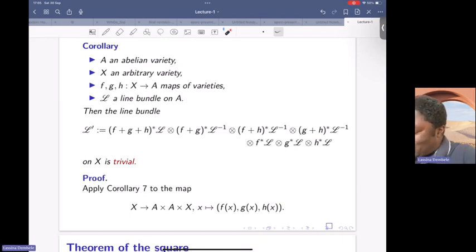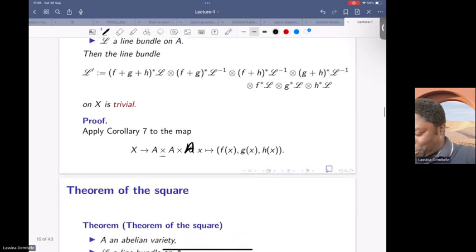It's a typo, so this should be A. Yeah, so you consider the map that goes from X to A cross A cross A, and it sends X to F of X comma G of X comma H of X, and then you apply the corollary we proved on the previous slide. If you do this, then you recover this corollary.